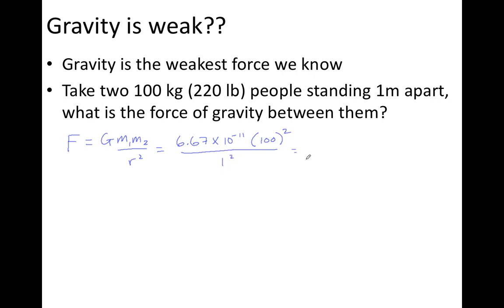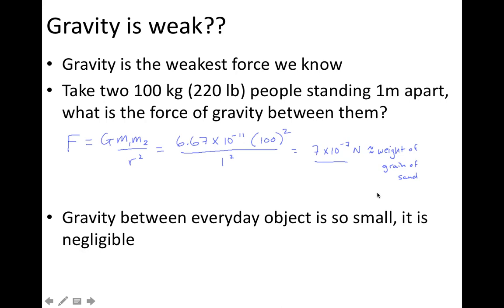And so this works out to be an extremely small force, right about 7 times 10 to the negative 7th newtons. And this is right about the weight of a grain of sand. Okay, so two people, normal people, a meter apart, normal distance, attract each other with a force about the weight of a grain of sand. That's extremely weak. It's so weak that typically we do not worry about the force of attraction between everyday objects. We ignore it. It's negligible.